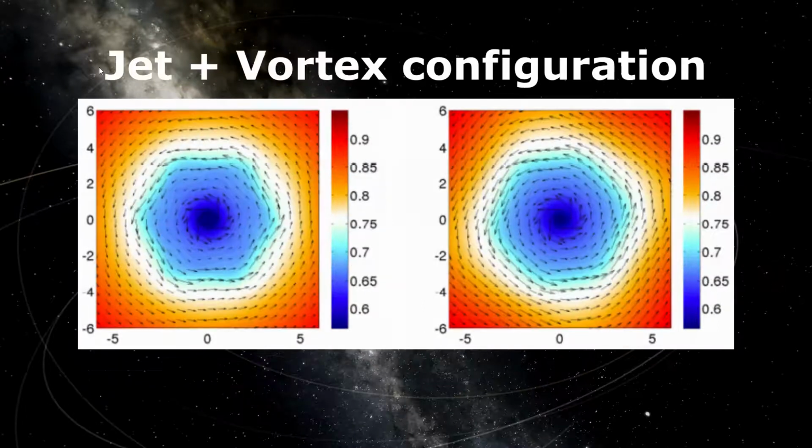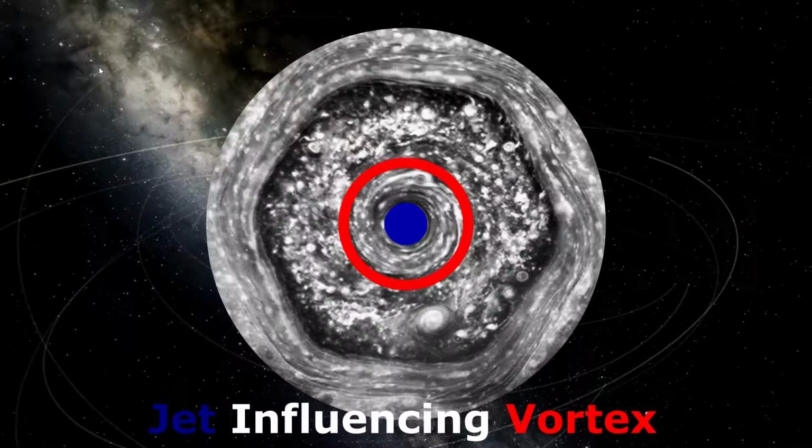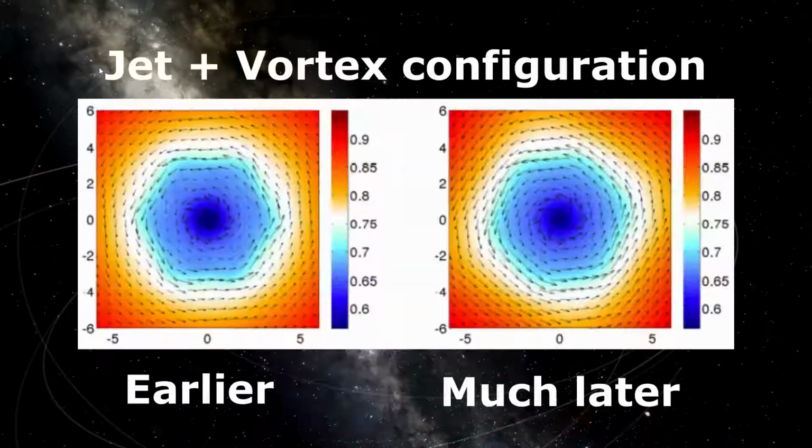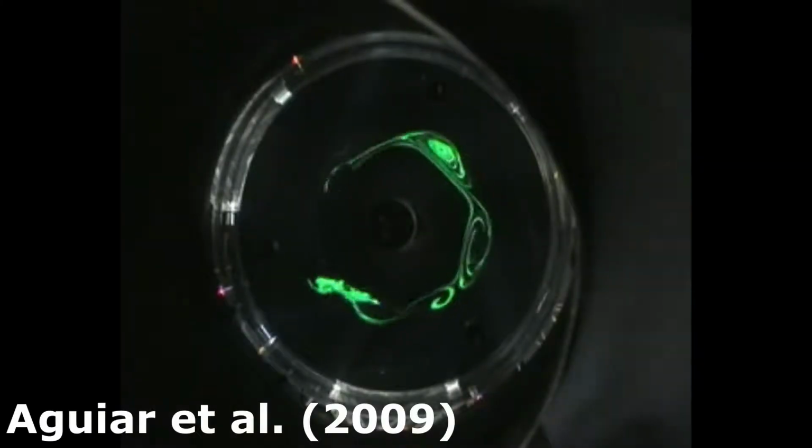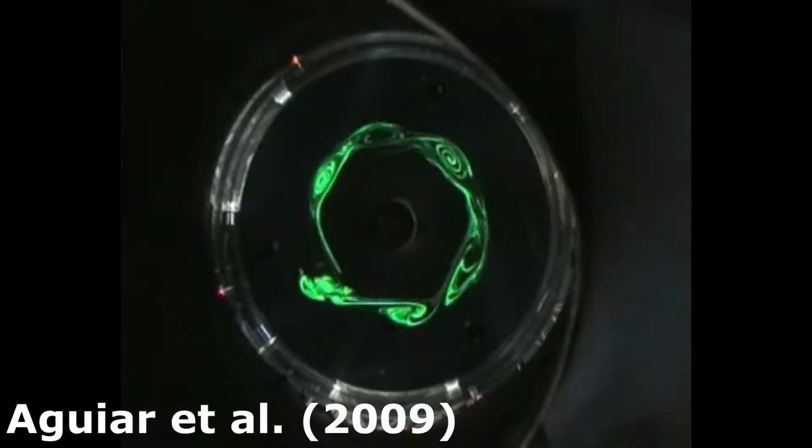The jet plus vortex configuration assumes that the circumpolar jet is influencing the central vortex. The new configuration shows visually more accurate results where simulations have successfully created a stable hexagon. This behavior was also shown in the lab using ink and a rotating apparatus.